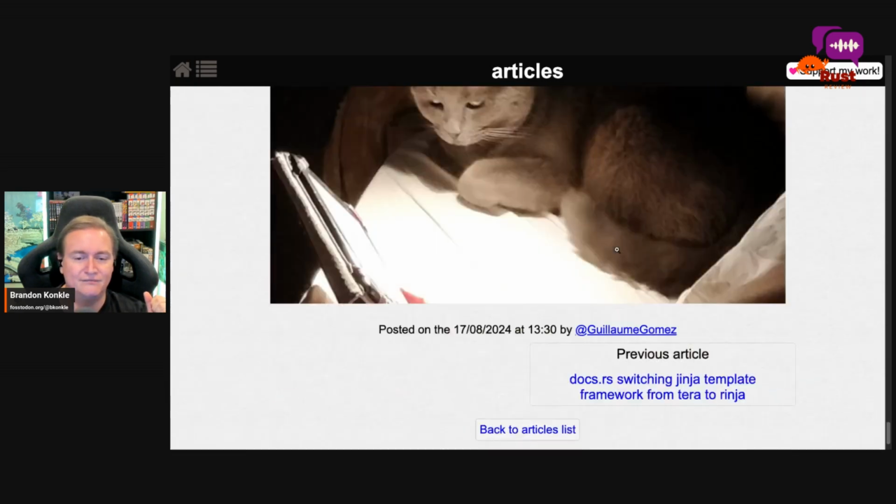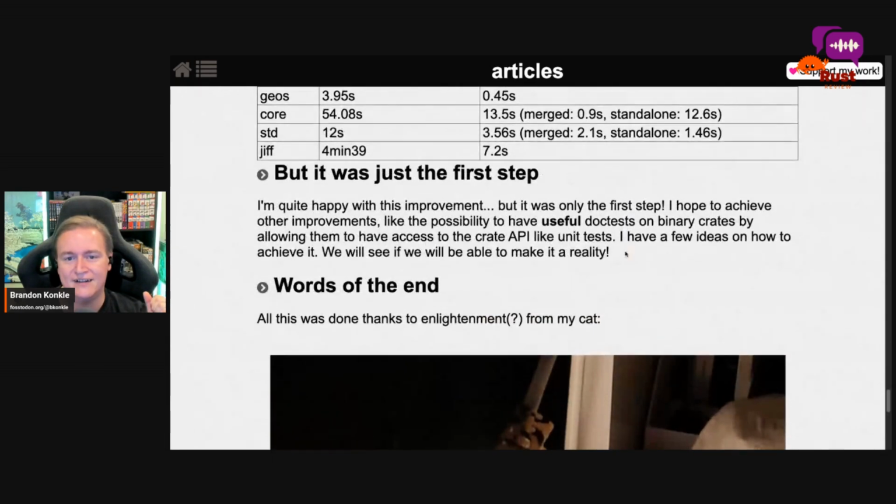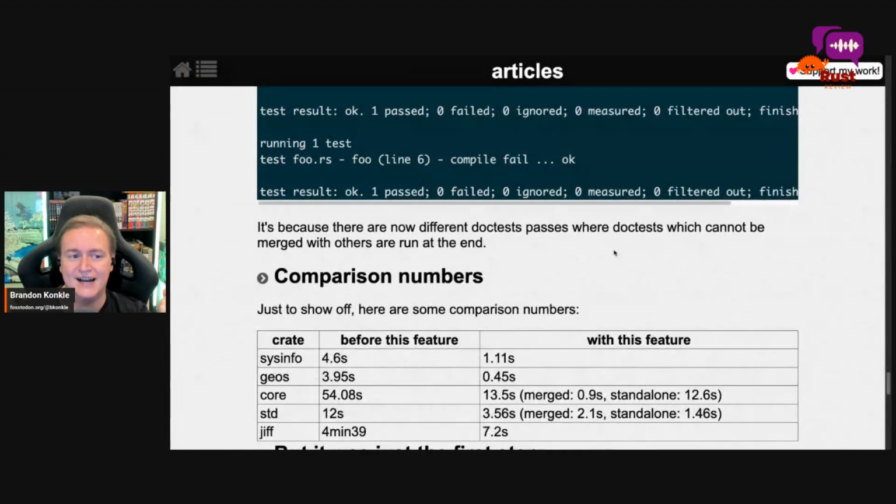So definitely an interesting look at doc tests. It reminded me that they existed and that I need to be using them more. And great work, Guillaume, in optimizing them. We really appreciate your work in making this more useful and more valuable to the community.